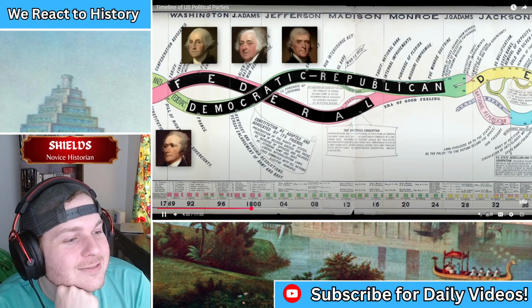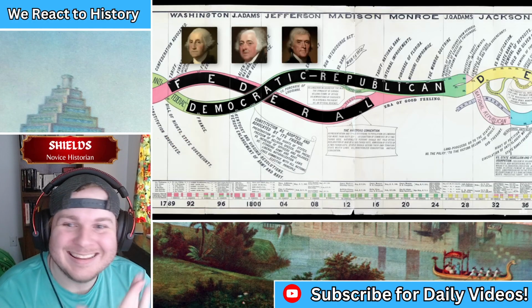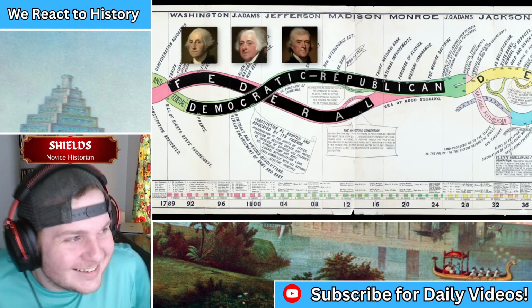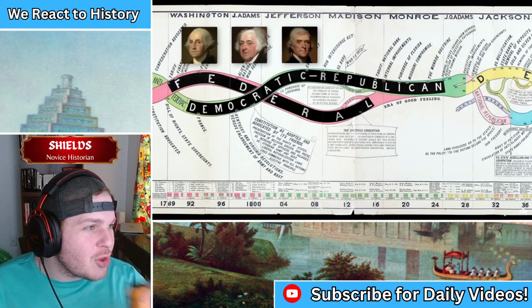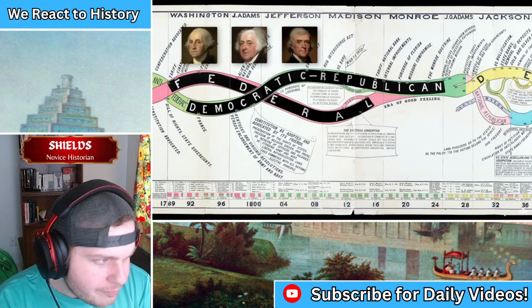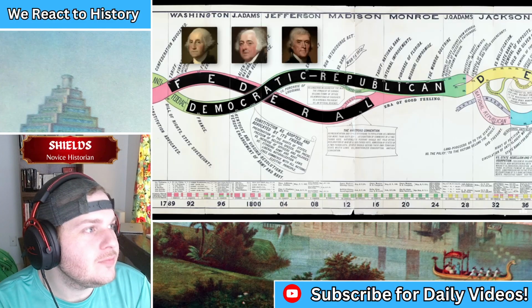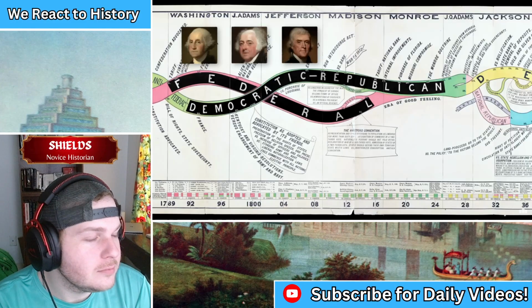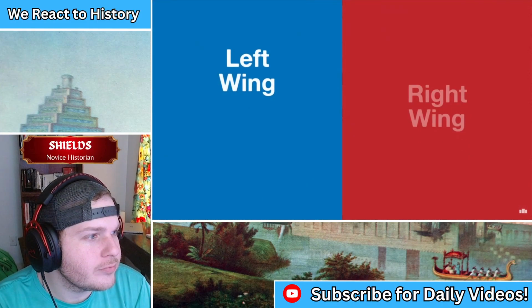White males only. Whereas the Federalists wanted the U.S. to be more like Britain, just without a king, the Democratic Republicans wanted the U.S. to be more like France, which had just experienced the French Revolution. Which brings me to left-wing versus right-wing.